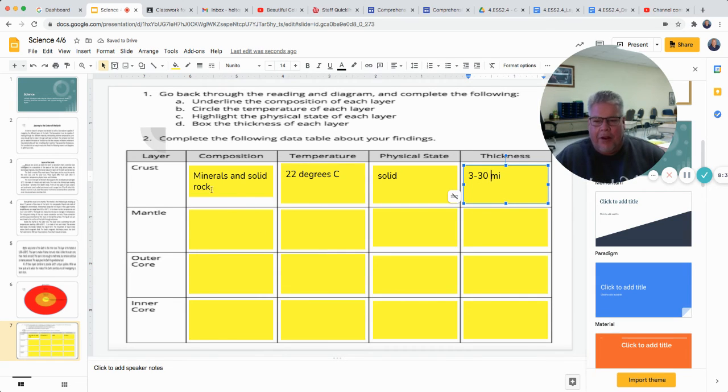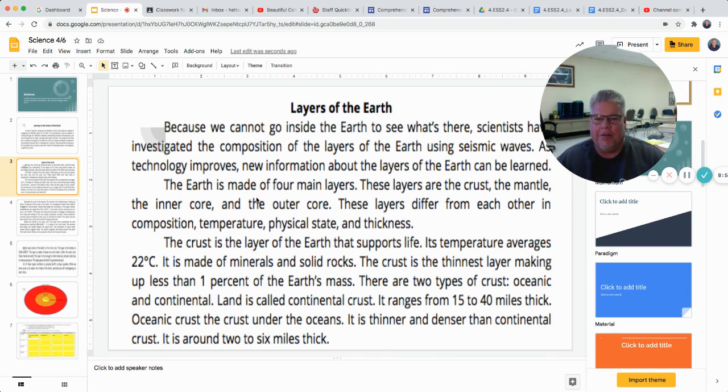Now, I've already got the crust done for you. So today on your assignment, you've got to go back and find all of these things for the mantle, the outer core, and the inner core to complete your chart, all right? Now remember, this part up here, you don't have to do that, underline the composition. It would be hard to do because you can't really do it on this thing right here. So don't worry about that.